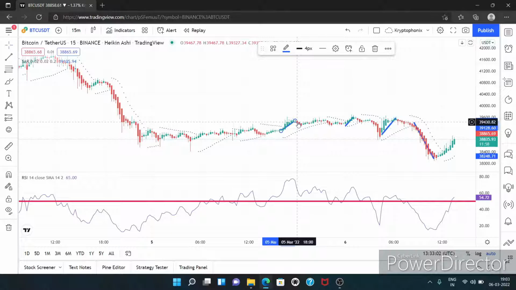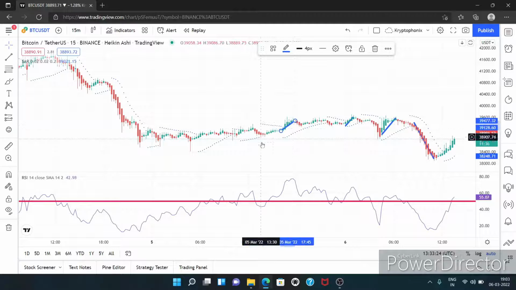Okay, so if you look over here, at this point the RSI is above the 50 level mark and the SAR is giving us a signal to sell. But we will not be initiating a trade here because both the indicators are in opposite nature.